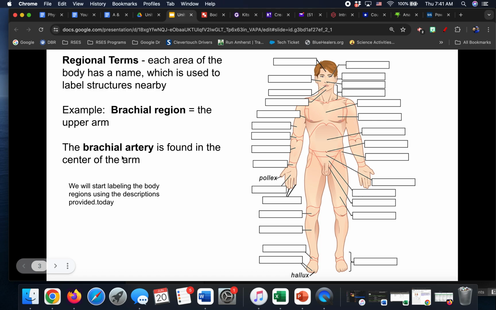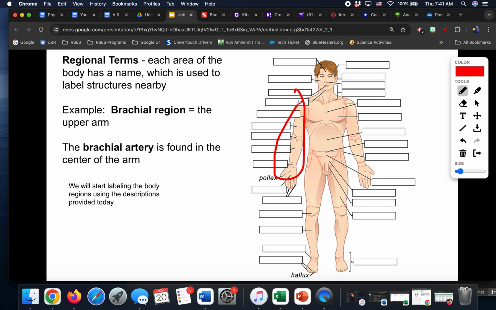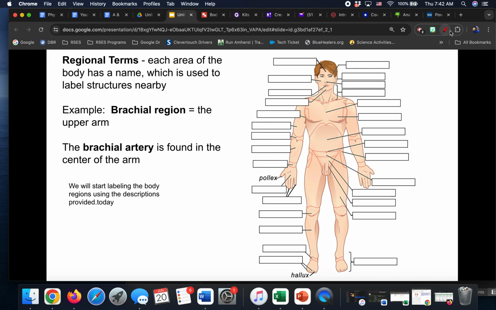So, all right, here's his arm. Here's his upper arm, and the only thing pointing to the upper arm is this. So that would be the brachial region, and within that region would have the brachial artery. It's kind of how that assignment's going to work. Again, there's no real point in going over what each of these are, because once you label it, practice, get better at it, you'll start to know them very well.